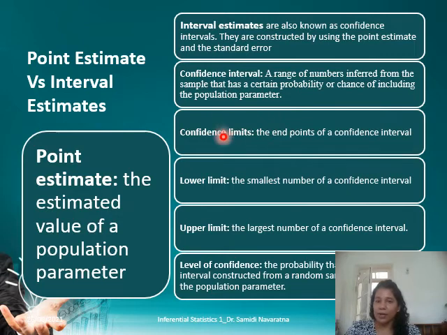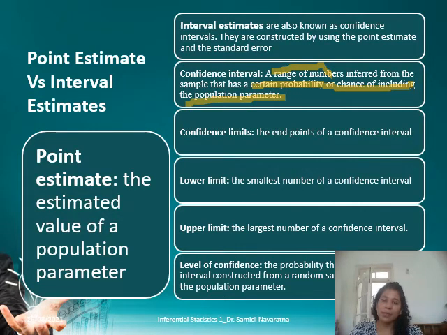Now, if someone asks you what the confidence interval is, you have to say that it's a range of numbers. It's important to note these words. It's a range of numbers inferred from the sample, but has a certain probability or chance of including the population parameter.